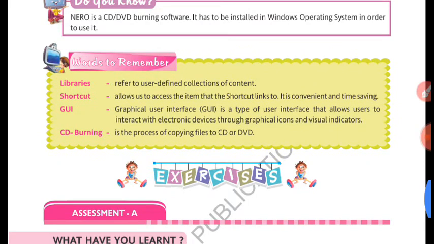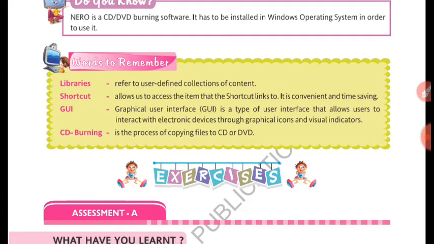Okay, so these words to remember have already come in the lesson. I have explained libraries, shortcut, GUI, CD burning. Right. So once again, libraries is a collection of content which is used to manage. Shortcut, so that we can easily go to that particular file or folder. Okay, quickly we can reach there. That's why you use shortcut.